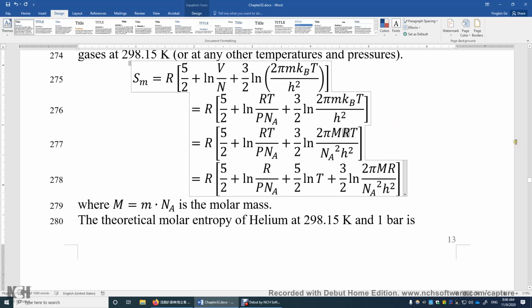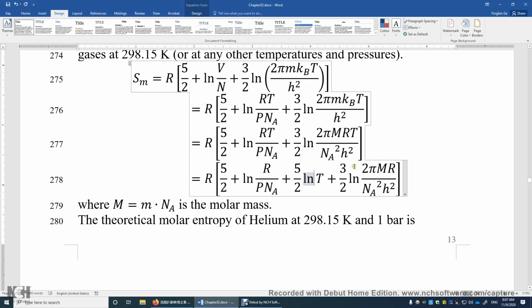So that's why. And then because this R, P, and N sub A are often constant, when we are looking at the molar entropy of a gas in the standard state, standard state means 1 bar, I'm going to just put these 3 terms together. I'm going to just separate the ln and T out. Okay, now look at this. You have 5 halves ln T. That's strange, right? But really, you have 1 ln T from here, and then you have 1.5 ln T from here. So together, 1 plus 1.5, you get 2.5 ln T here.